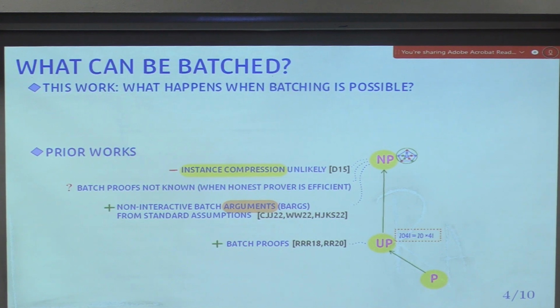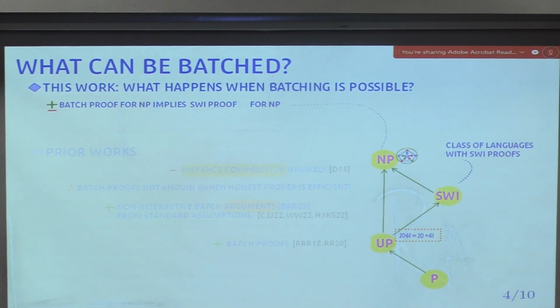So yeah, what happens if you can batch NP statements? That's what we asked. And what we showed is that if you can batch NP, then you can actually show statistical SWI proofs for NP. And so it can be shown that SWI is in NP. It makes syntactic sense to talk about SWI only for witnesses. So this is contained in here, and what we showed is a conditional containment the other way. So if batch proofs exist, then NP is contained in SWI.